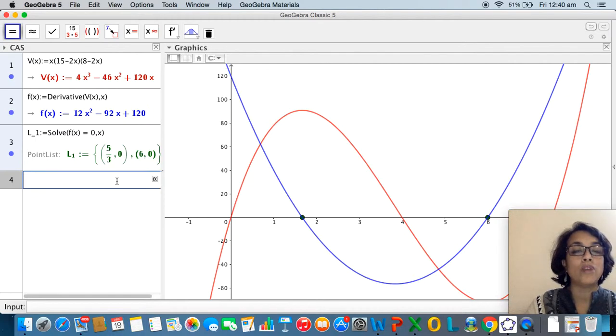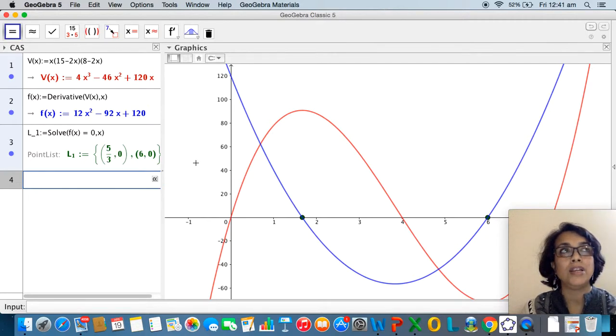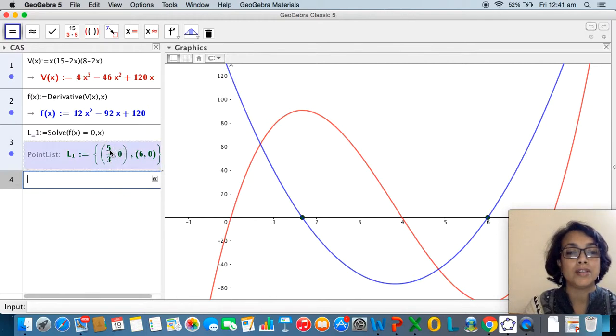Now I would like to know what is the value of the volume function at these points, because these are the critical points and obviously these are also the points of local maxima and local minima. So at x equal to 5 by 3 comma 0, the function has a local maxima, and at x equal to 6 comma 0 it has a local minima. But remember that my x represents the length of the square to be cut out. So clearly that length cannot be 6, because if it is 6, then you really can't do that, because the width of the paper is 8 inches. So therefore I'm only interested in this point, which is x equal to 5 by 3.